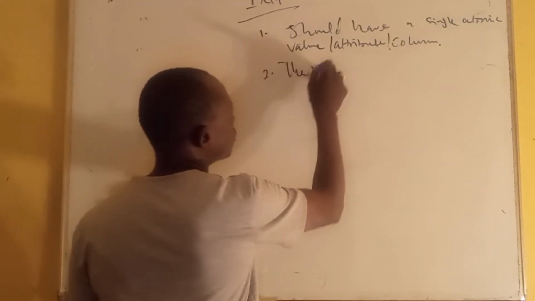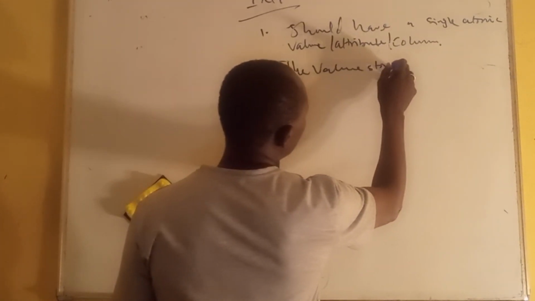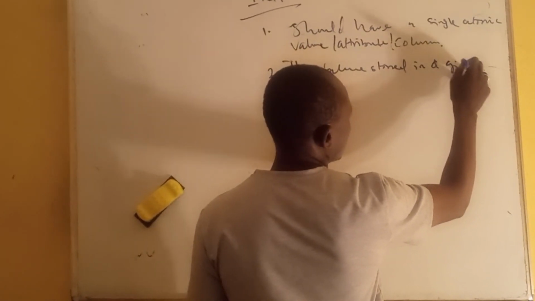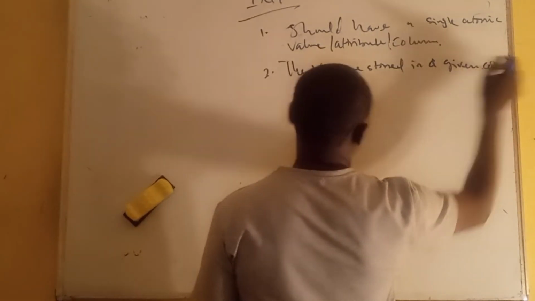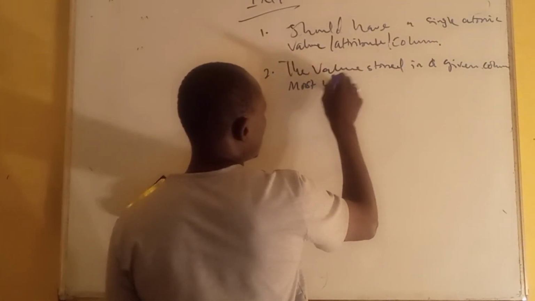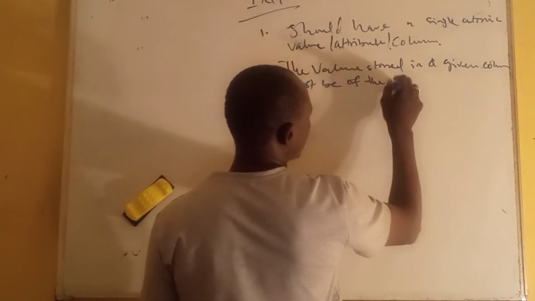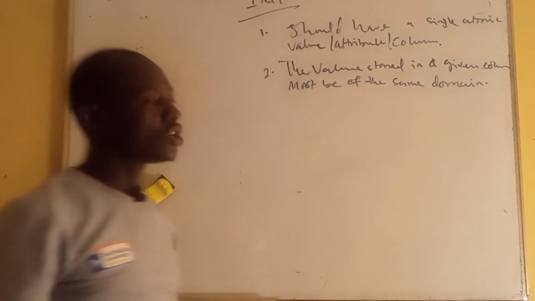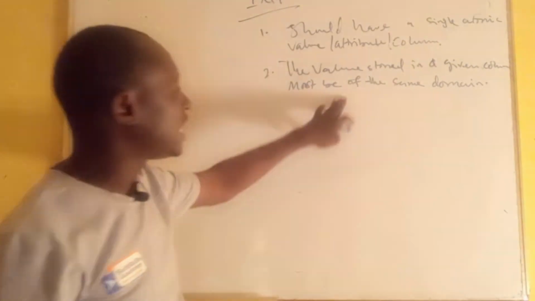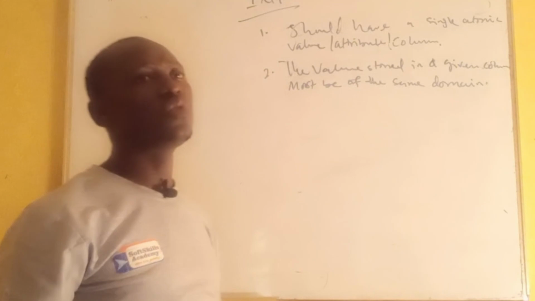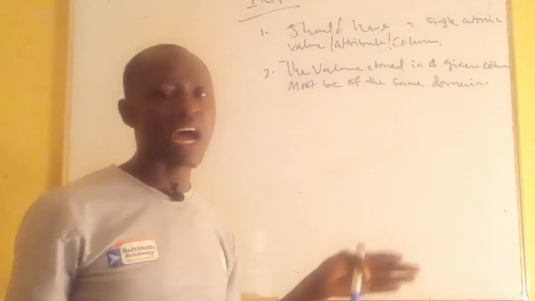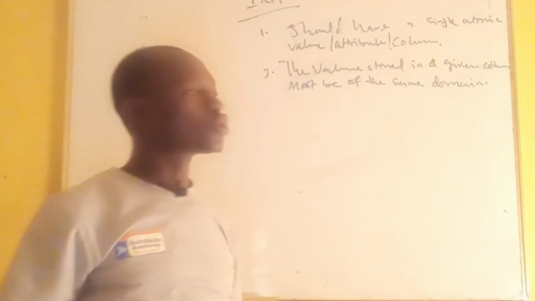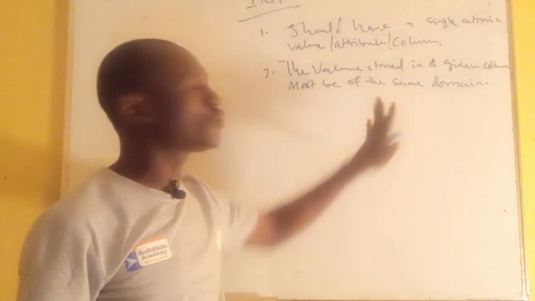The values stored in a given column must be of the same domain, right? You cannot come here dealing with students and then bring product orders or courses inside students. You must create another table there. So this must be of the same domain.